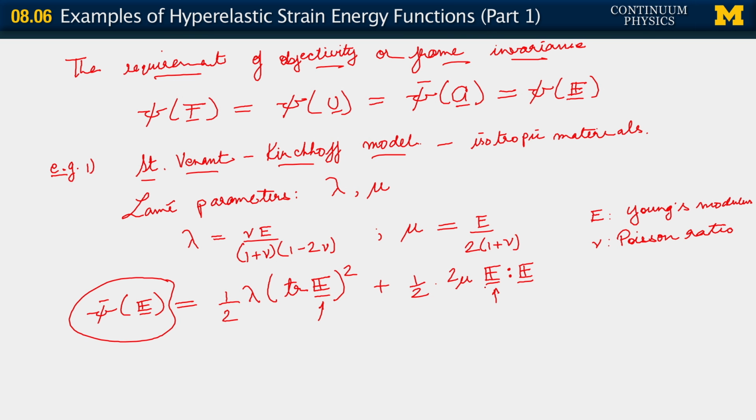And of course, this thing by construction satisfies objectivity. One thing we should note, and I'll probably just state it here, is that it satisfies frame invariance because it depends upon E. It's parameterized by E. Frame invariance or objectivity. Now this requirement of objectivity and frame invariance on the strain energy function is fundamental. This is a fundamental requirement.